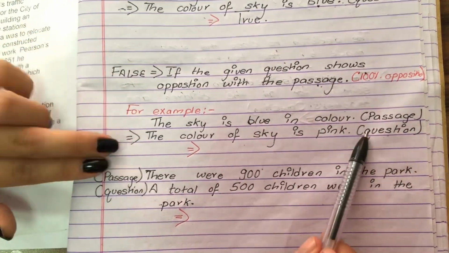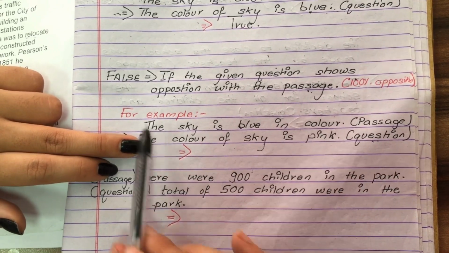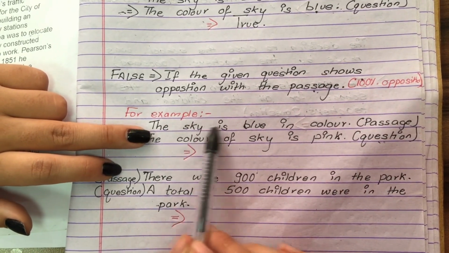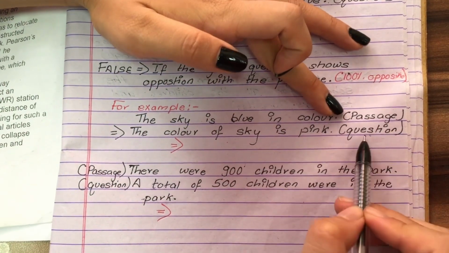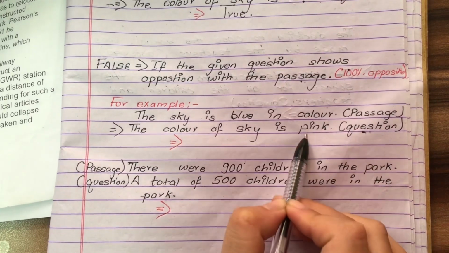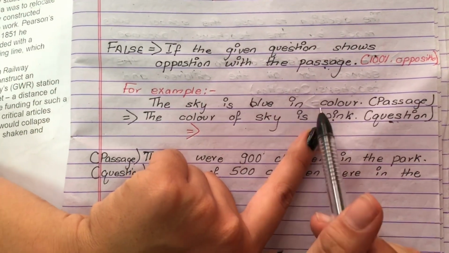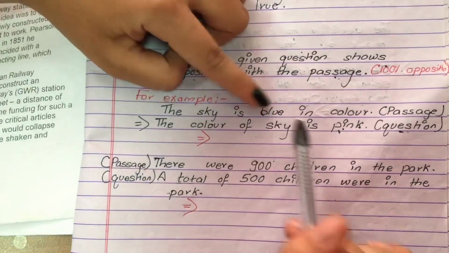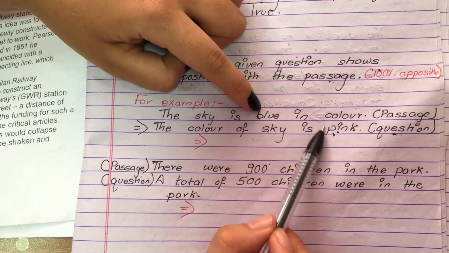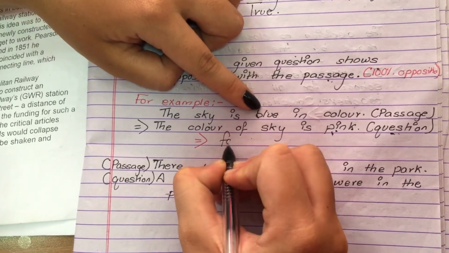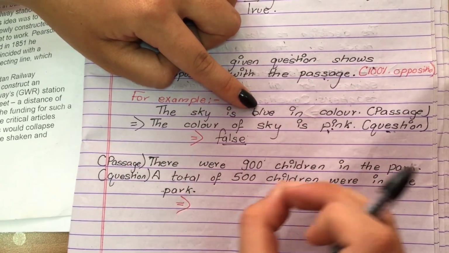For example, let's assume in our question we have: the color of sky is pink, but when we read our passage we see this, the sky is blue in color. Here they have talked about color, and in our question they have said the color of sky is pink, but when we read our passage we find out that the color of sky is blue. Can we see two opposite things, pink and blue? They have talked about color, but the information is opposite. If the information is opposite, then our answer is false. So in order to be false, our answer should be opposite to the text.